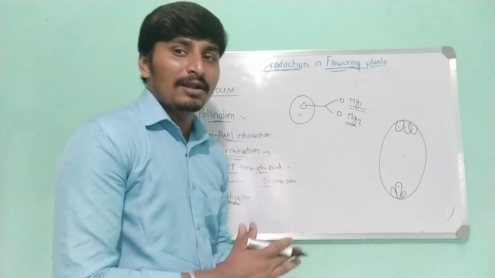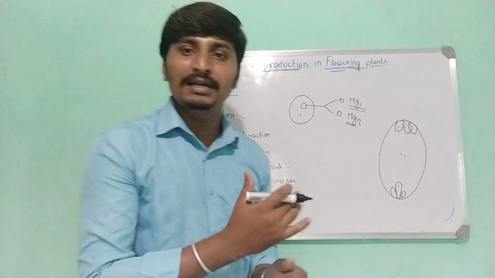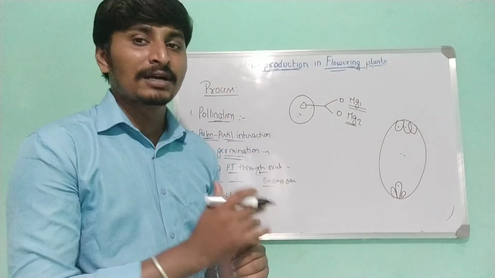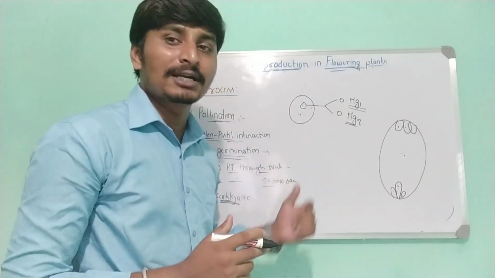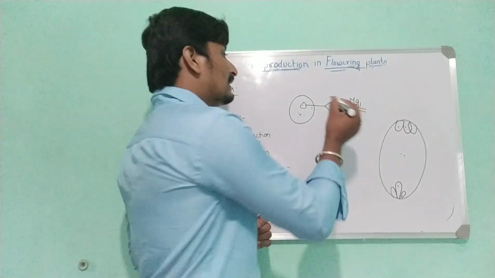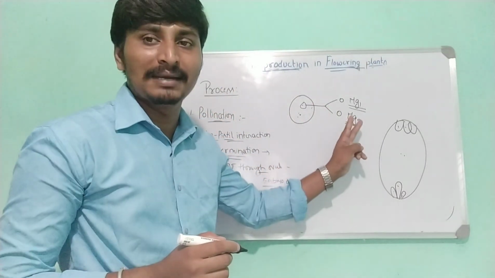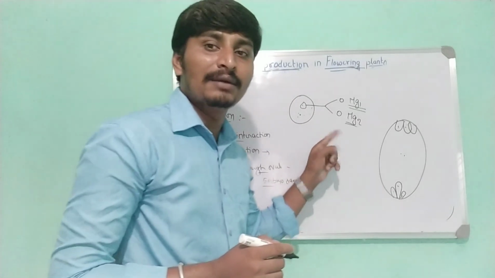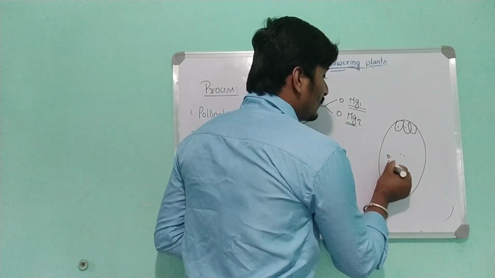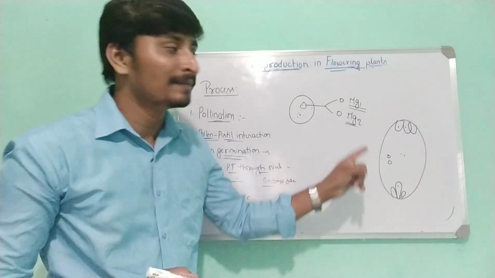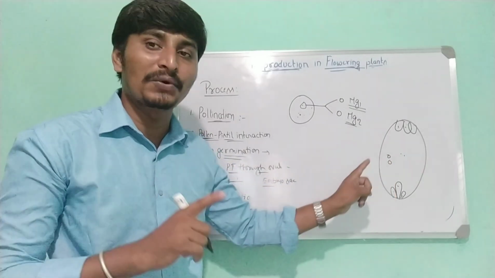Okay, let me come to the last step, double fertilization. Fertilization in angiosperms is quite different from normal fertilization. I already said that the pollen grain consists of two cells, the generative cell and the vegetative cell. The generative cell in the pollen grain divides to form two male gametes, and those two male gametes are released into the embryo sac by the bursting of the pollen tube.